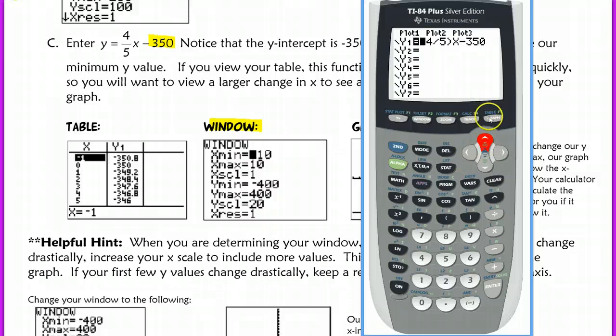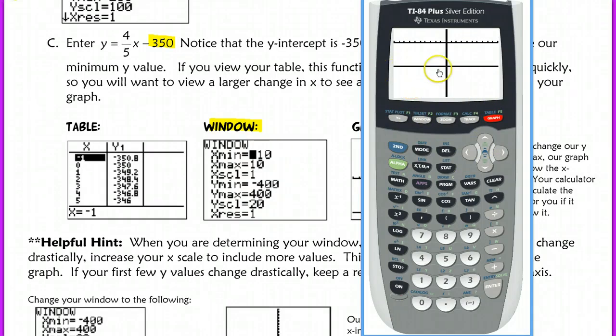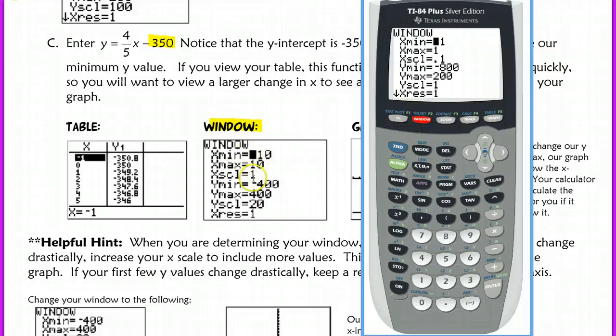All right, so anyways, let's graph this. Let's change our window. That's the old window that we had, and I'm getting a horizontal line, which I know is not supposed to look like a horizontal line. So I'm going to go to my window now, and I'm going to adjust it according to the window given in our notes. So from -10 to +10, 1, -400, +400, and 20. Okay. So now when I look at this, I'm seeing a better line.